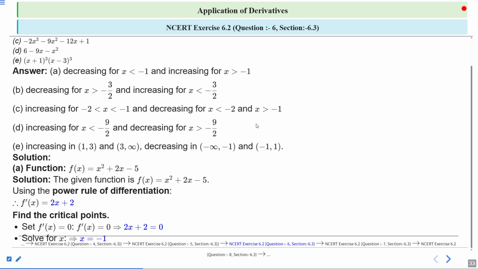Now you can solve for x. So 2x plus 2 equal to 0. So x will be equal to -1, right?